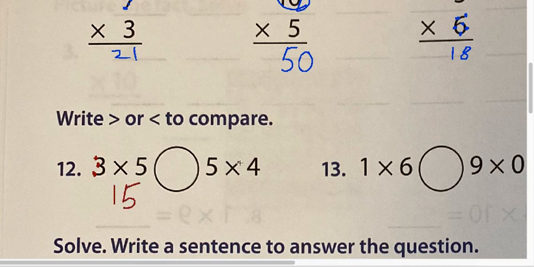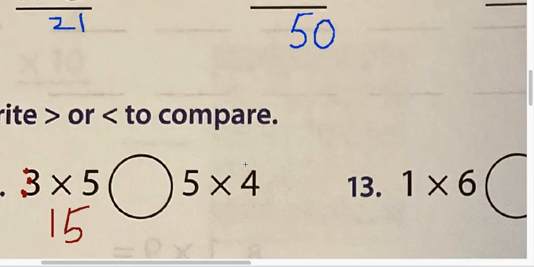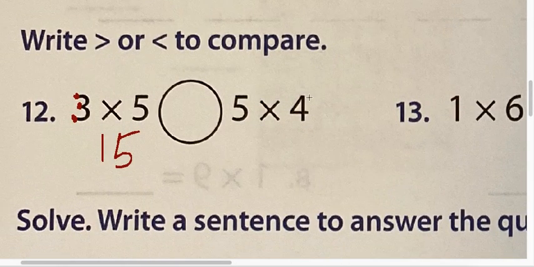And then here, well, again, I prefer skip counting by 5. It's easier for me. So I'm going to use the 4. 1, 2, 3, 4. So let's count. 5, 10, 15, 20. So we have 20. So which one is more? 3 times 5 is lesser than 5 times 4.